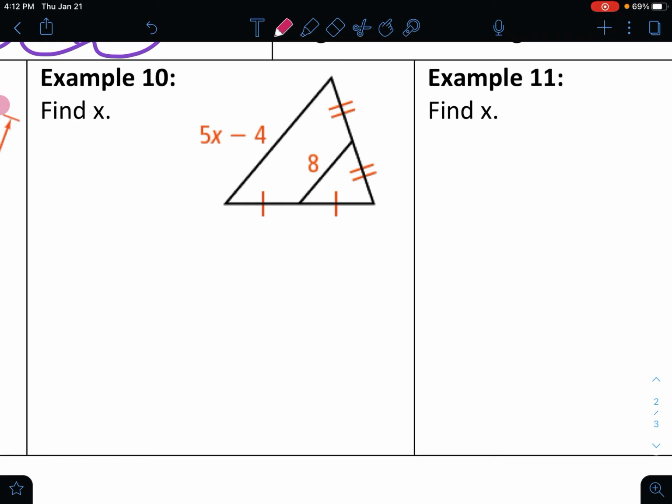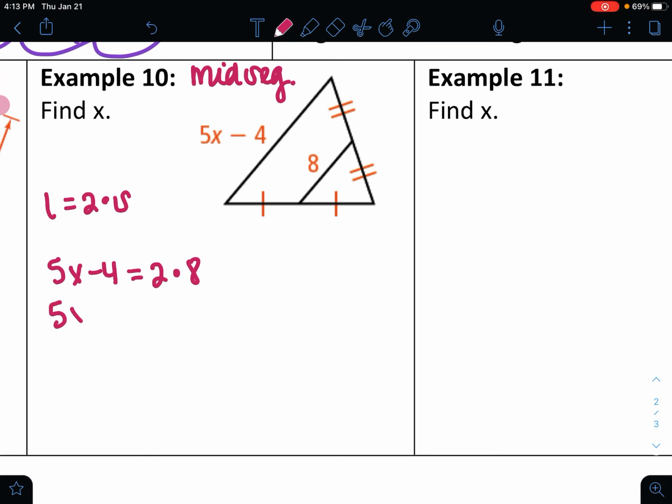All right, number 10. Let's do it. Since it's another mid-segment problem, don't forget that this one is going to be half of this one, okay? So the way we can set that up is that the long side equals 2 times the short side. So we got 5x minus 4, that's the long side. That's going to equal 2 times 8, because the 8 is the short side.